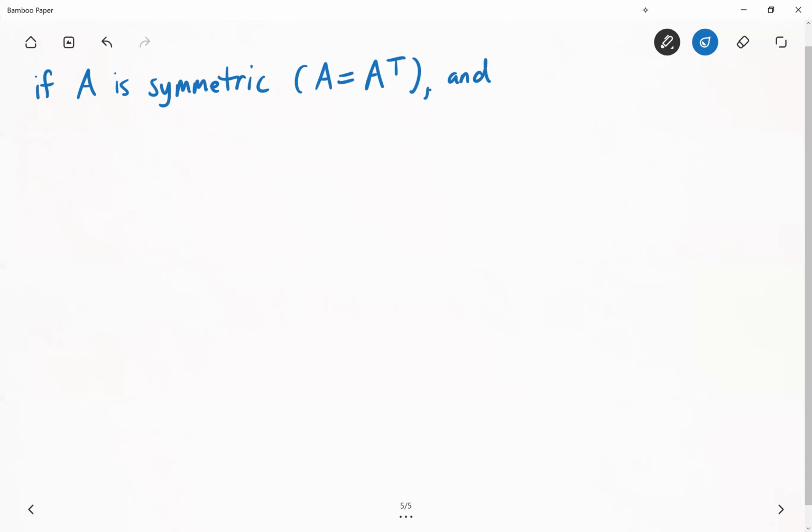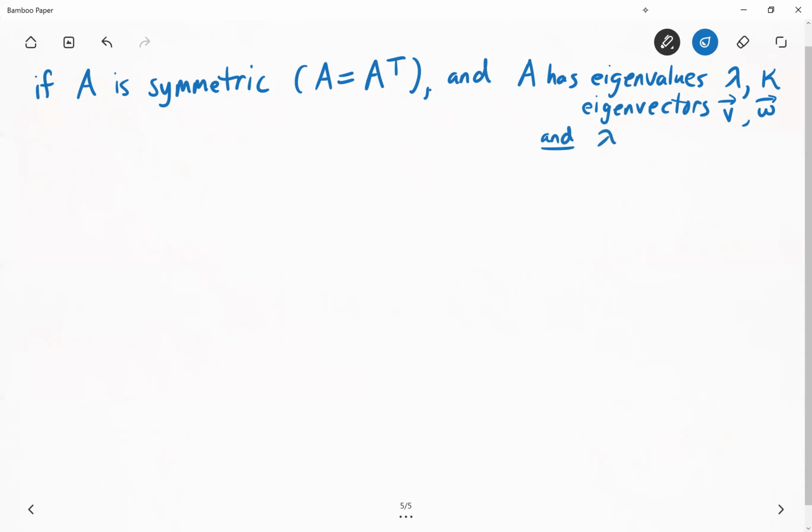And if it's also true that A has eigenvalues, I'm going to really work with just 2 by 2 matrices here, has eigenvalues lambda and kappa with associated eigenvectors, maybe call them V and W, and if these are not the same eigenvalue, and lambda is not equal to kappa, then it turns out that the eigenvectors are perpendicular to each other.